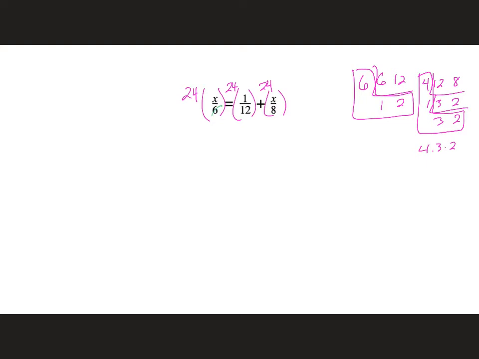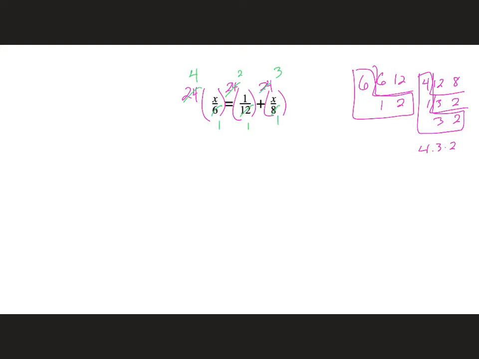6 divided by 6 is 1. 24 divided by 6 is 4. 12 divided by 12 is 1. 24 divided by 12 is 2. So I am dividing that number that I multiplied by whatever my denominator is. So that's how I'm coming up with these answers. 8 divided by 8 would be 1. 24 divided by 8 is 3.